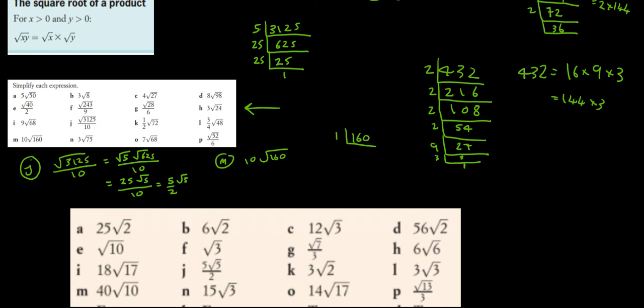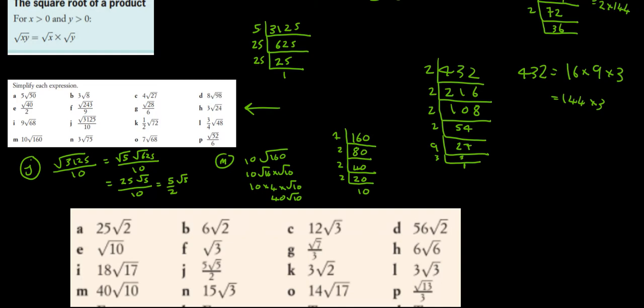Okay, 160. We can divide by 16. Or if you're not comfortable doing that, we can divide by 2 to give 80, divide by 2 again to give 40, divide by 2 again to give 20, divide by 2 again to give 10. And as you can see, this is 16. Root of 16 times the root of 10. That is 10 multiplied by 4 times the root of 10, which is 40 root 10.